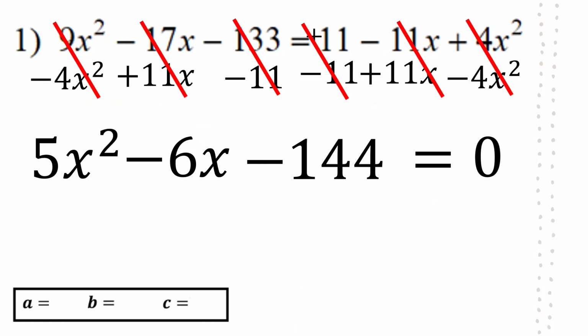Okay, so now you're looking at what your A, B, and C are. A is 5, B is negative 6, C is negative 144. Okay?